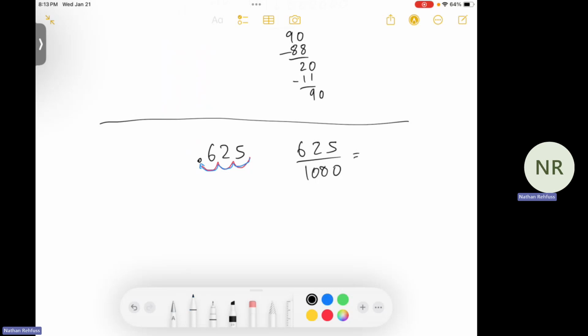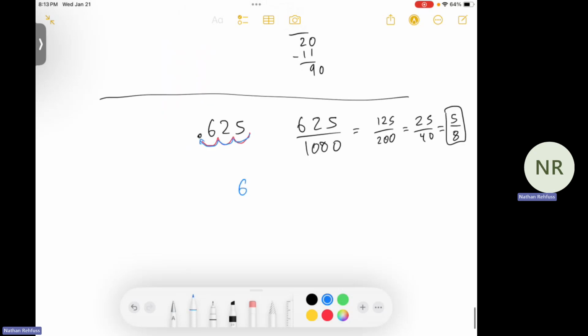We can reduce that fraction. 125 divided by 200, keep reducing. 25 divided by 40, keep reducing. 5 divided by 8. 0.625 is 5/8. I could have used a factor tree to reduce that faster.